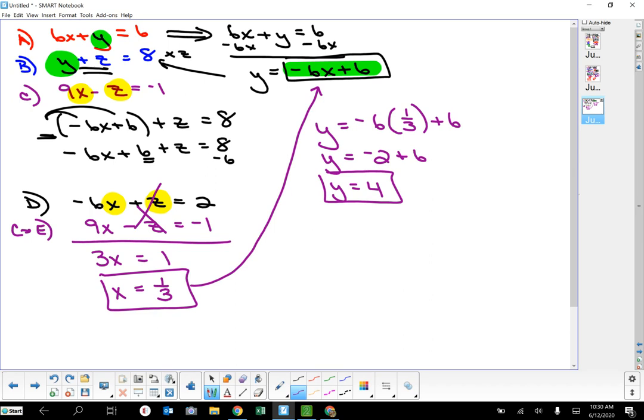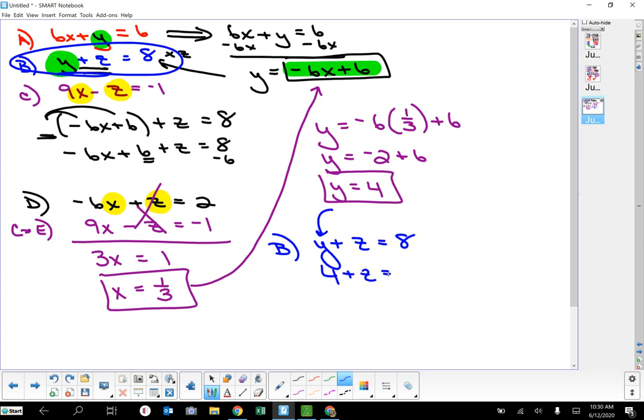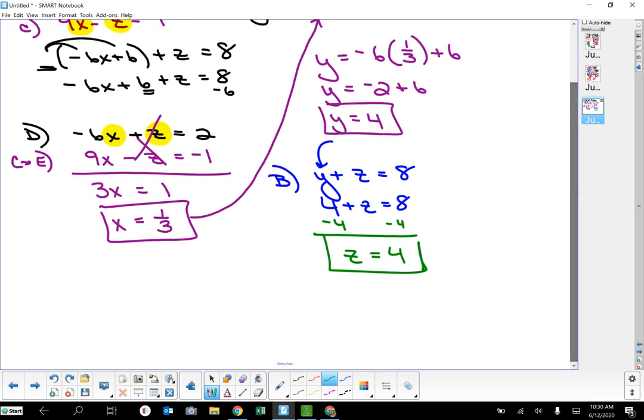All right, and now I know x and I know y. I need z, so I'm going to take equation B, y plus z equals 8. I know y is 4, so 4 plus z equals 8. I'm going to subtract off 4, and z also equals 4. And you're solved. So our ordered triple looks like x is 1/3, y is 4, z is also 4.